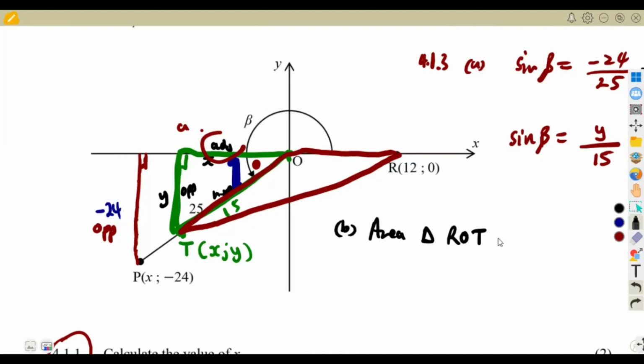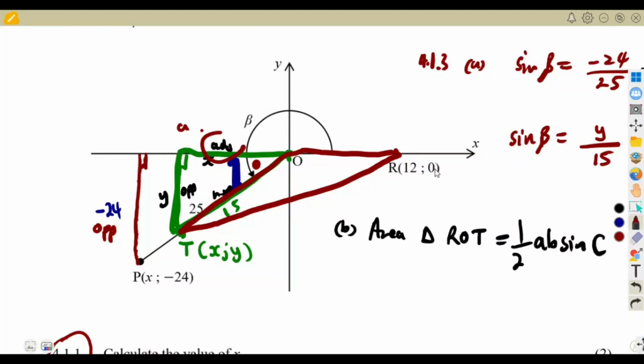And we understand that the area of a non-right-angled triangle is given as half of AB times the sine of C, where C is representing the angle, which is theta. A and B are the distances that we're given. If we check here, we do not have any angle, but what we have is the length from O to R. It's a horizontal line. Guys, it lies on the x-axis.